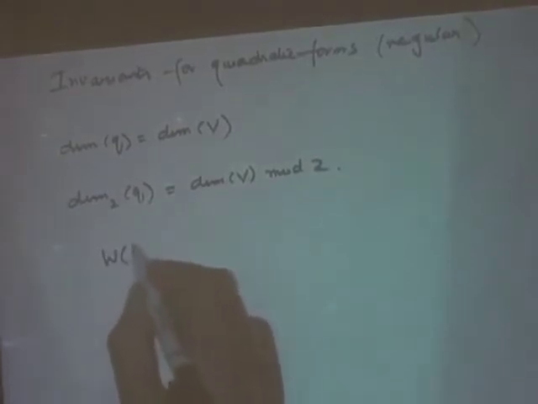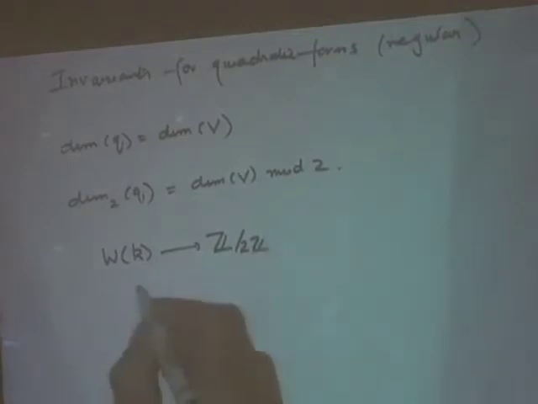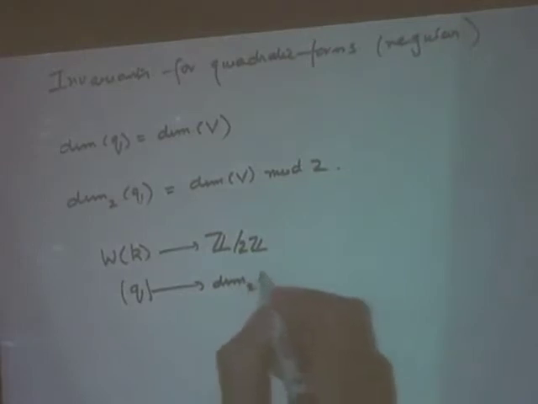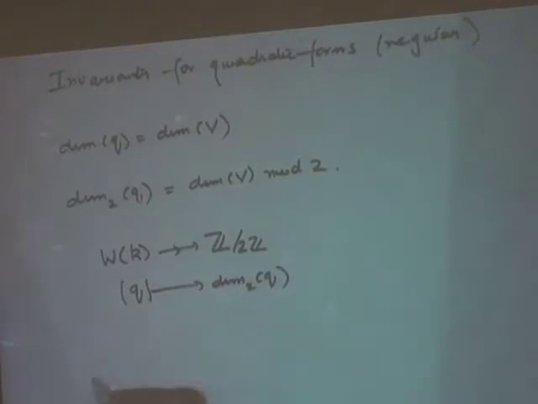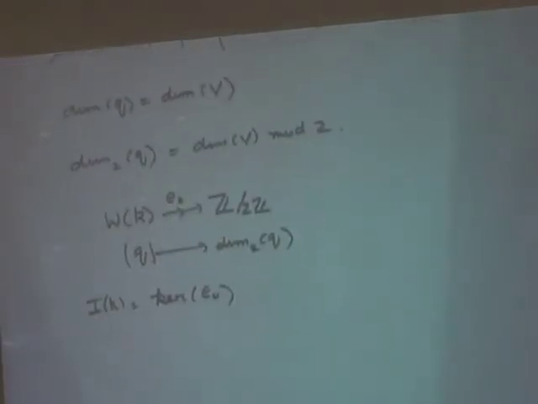This defines a homomorphism from the Witt group of K to Z mod 2Z, sending the class of Q to the dimension mod 2. Clearly this is a surjective homomorphism, and IK, the fundamental ideal, is the kernel of it. Let me call it e0 to continue with the sequence later on. So I, the kernel of e0, is simply the fundamental ideal.